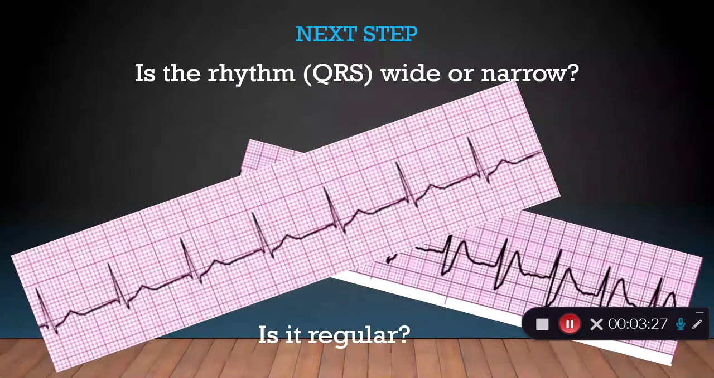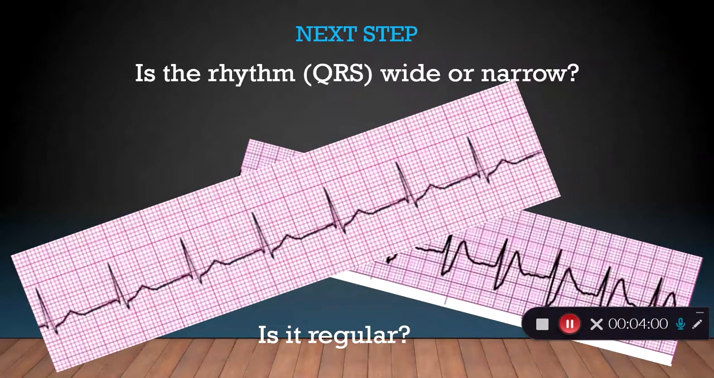Okay? All right, so next decision we have to make. First one, stable or unstable. Second one, is the rhythm narrow or wide? Okay. Now you know how to do this. You measure the QRS complex, and if it's 0.12 seconds or less, then it's narrow. If it's wider than that, we're going to consider it a wide complex, and that'll be more of a ventricular rhythm. Okay? And then the next thing we need to look at is, is it regular?